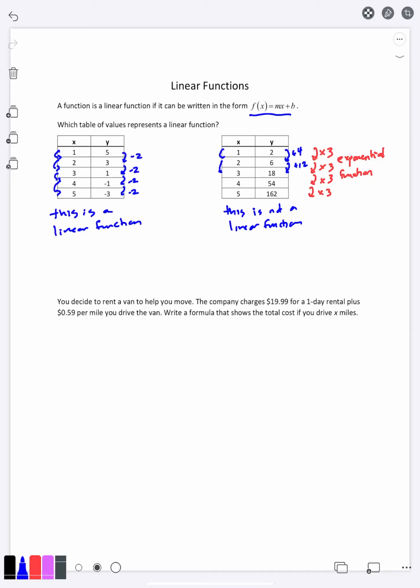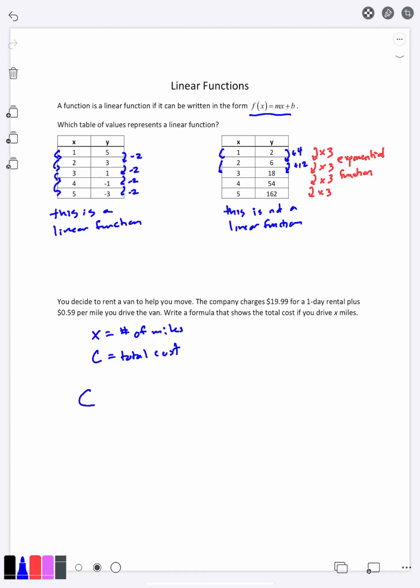Now, the example I gave in this video is one where it actually is a perfectly linear function. It's not an approximation. So let's take a look at it. It says you decide to rent a van to help you move. The company charges $19.99 for a one-day rental plus 59 cents per mile you drive the van. Write a formula that shows the total cost if you drive x miles. So x is going to be the number of miles. They give us that in the problem. I'm going to call C the total cost.